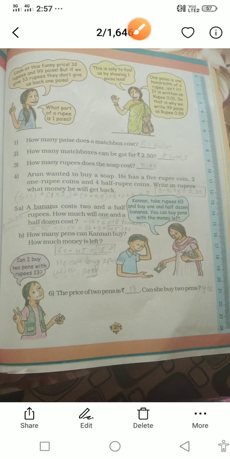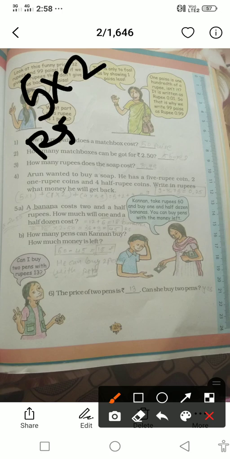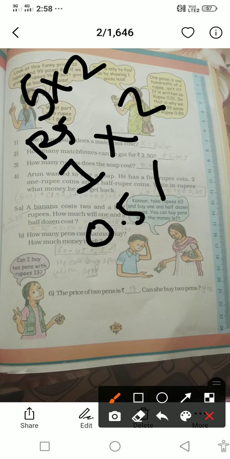Now Arun wanted to buy a soap. He has a 5 rupee coin, 1 rupee 2 coins, and 0.5 rupee 4 coins. So 1.5 rupees means 0.5 rupees, and it is 4 coins. So we have to multiply.